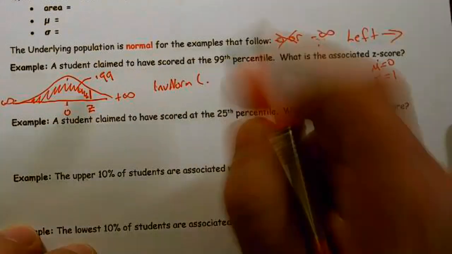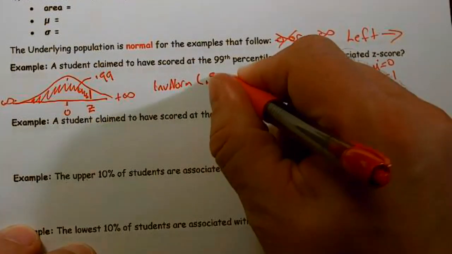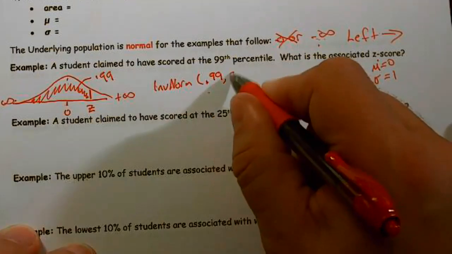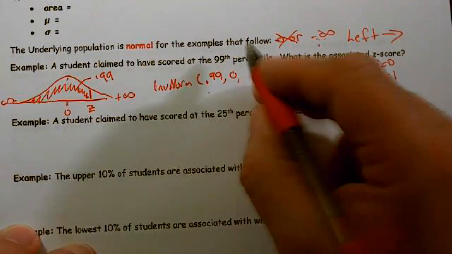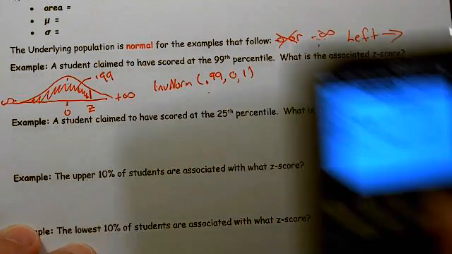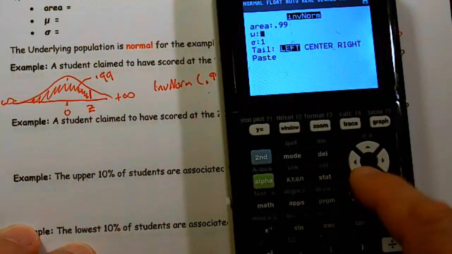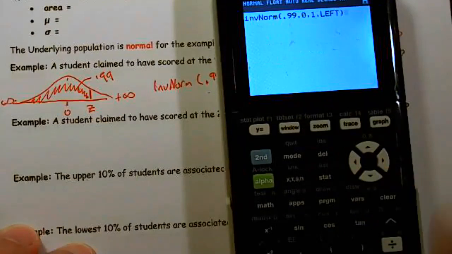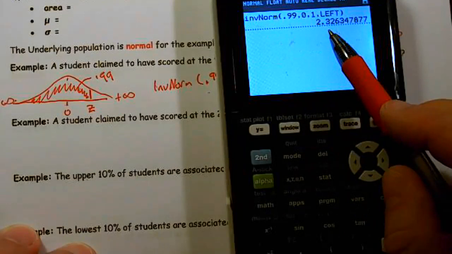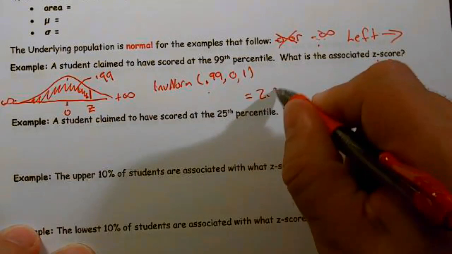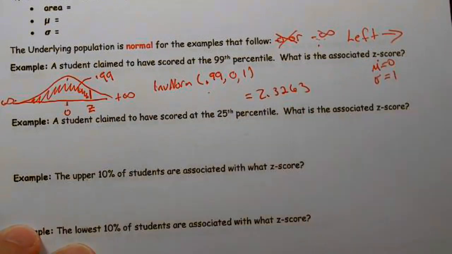So our area in this case is 0.99. Then our mean is 0 because it's a z-score, and all z-scores have that, and then a standard deviation of 1. That's about all we have to do. And we end up getting 2.3263, and that's our answer. And we're done. So that takes care of our first one.